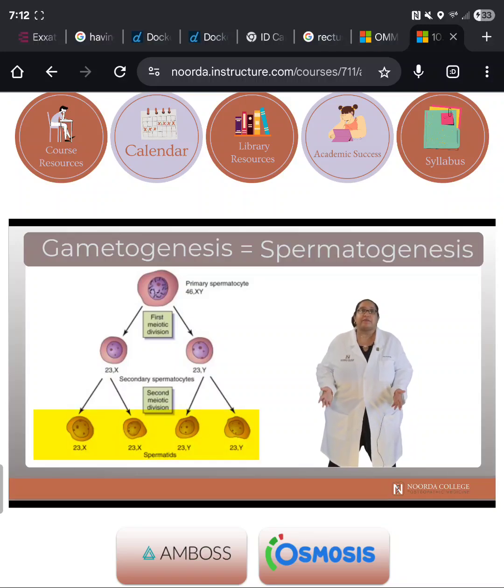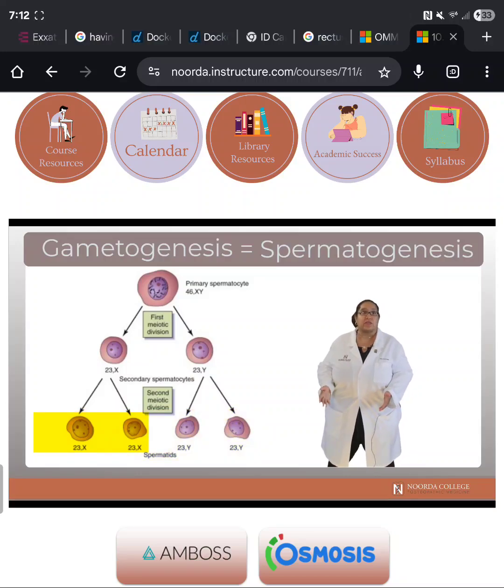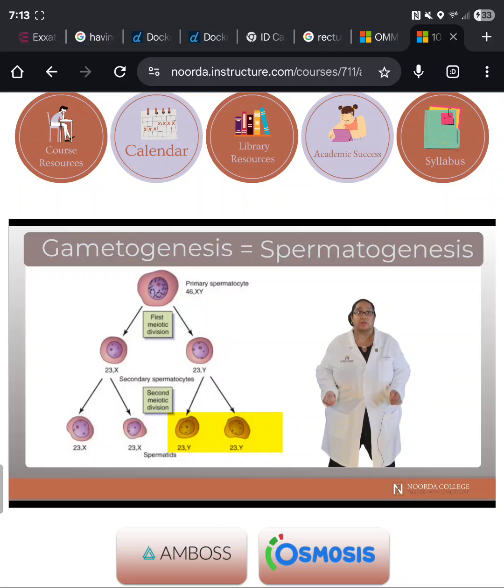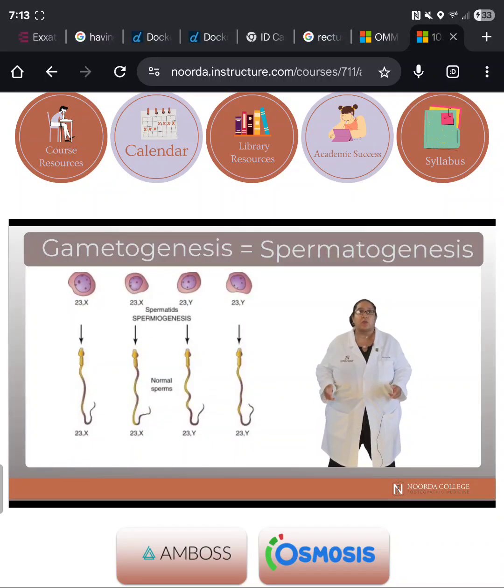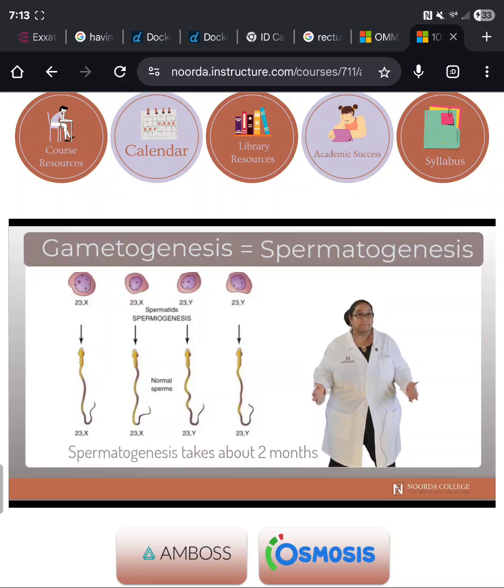There are 2 types of male gametes, obviously, one that will end up with the X chromosome and another that will end up with the Y chromosome. So 2 types when we think about the sex chromosomes. The final step of spermatogenesis is called spermiogenesis, which is the maturation of the spermatids into actual sperm. The process of spermatogenesis takes about 2 months. So someone knocks out all your sperm, 2 months later, you'll have more.